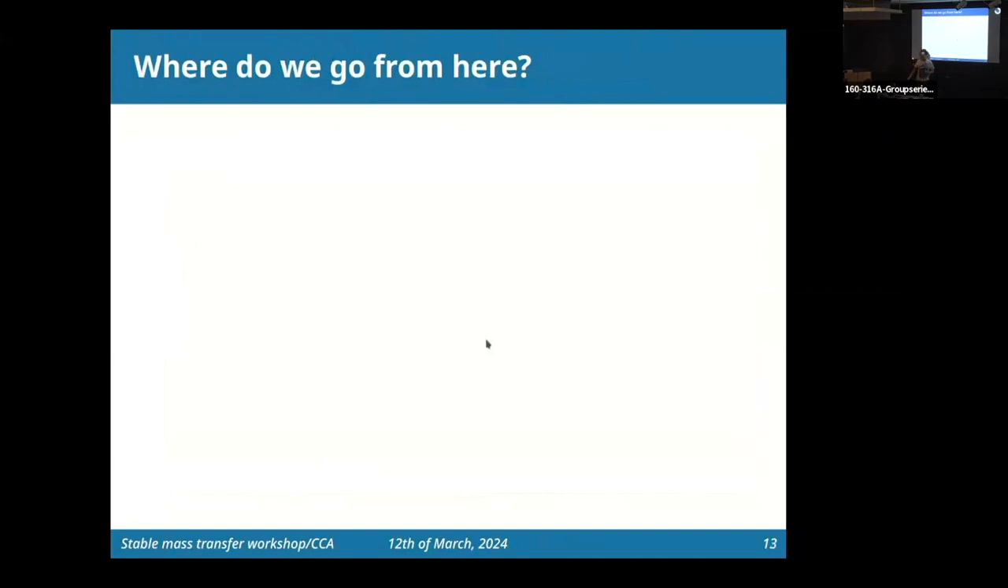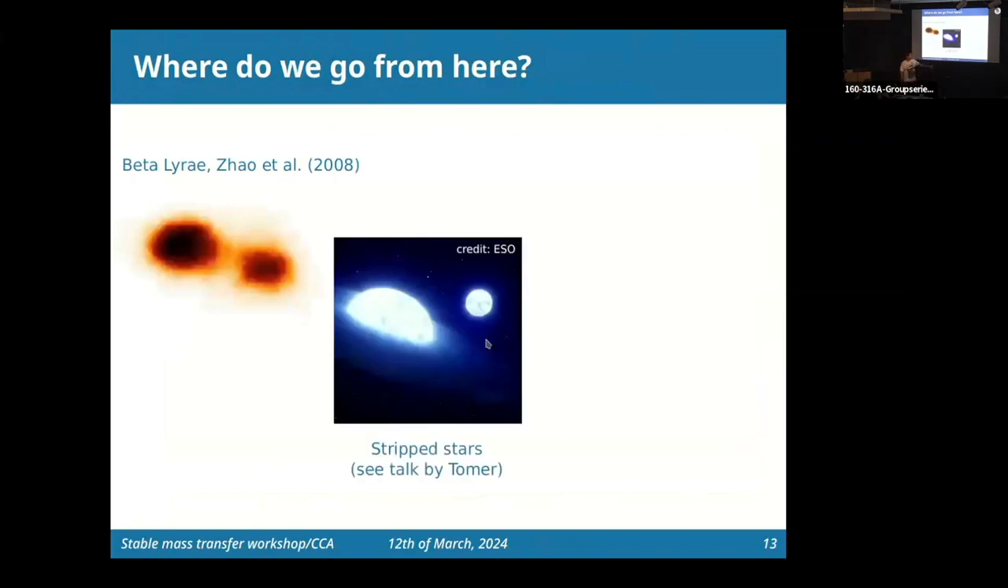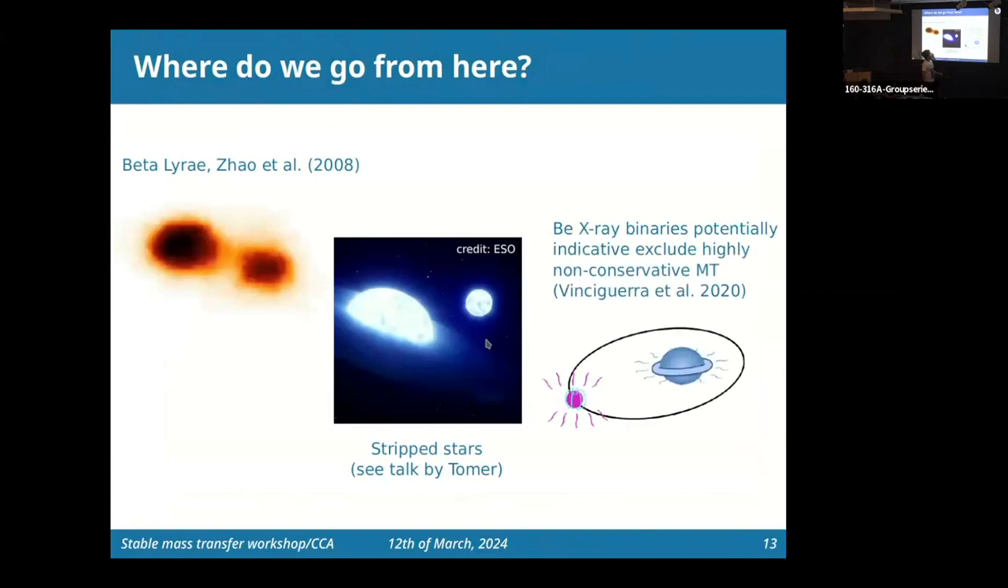Okay, so very quickly, how do we go from here? This is a very quick summary of things we can do. Observing binaries, we have nice binaries that are resolved. This is Beta Lyrae. It's actually undergoing fast case A mass transfer, and we can observe it with CHARA. Next up, stripped stars. See the talk by Tomer. Essentially, that's all I'm going to say. And we have Be X-ray binaries that are potentially indicative of not highly non-conservative, that's a weird thing to say, mass transfer into the accretor star.